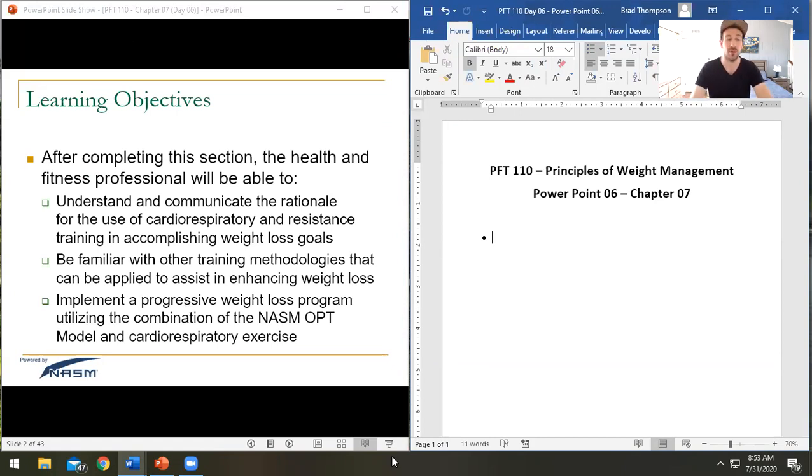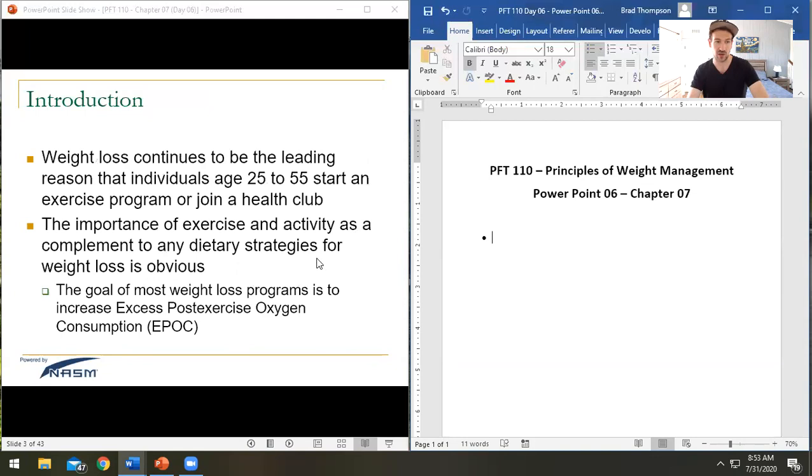So after this section, we'll be able to understand and communicate the idea of using cardio and resistance training both to accomplish your weight loss goals. We're going to look at how we can combine different styles of each of those training together. Be familiar with different training methodologies that do assist in weight loss, so like increasing caloric expenditure in one way or another. And then implement a weight loss program that involves strength training and cardio.